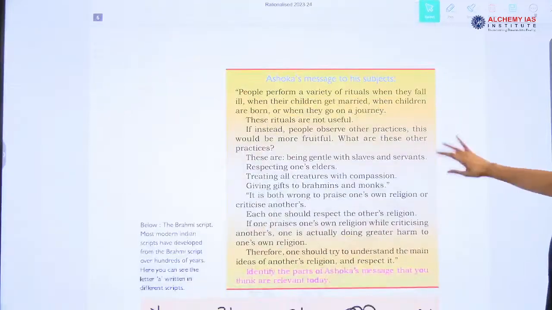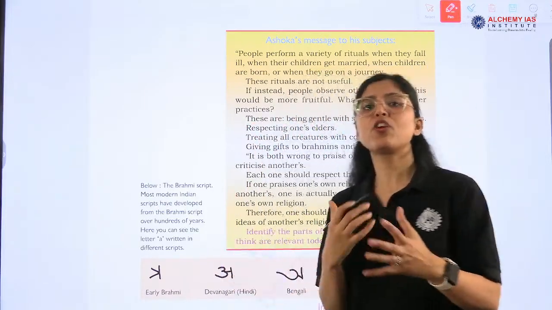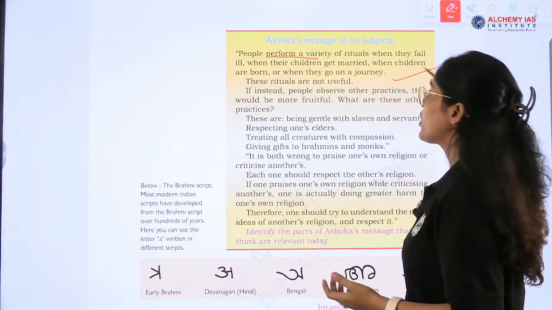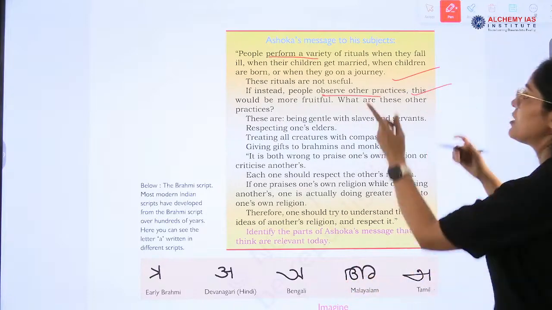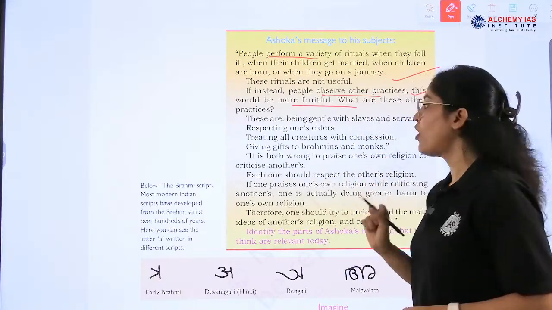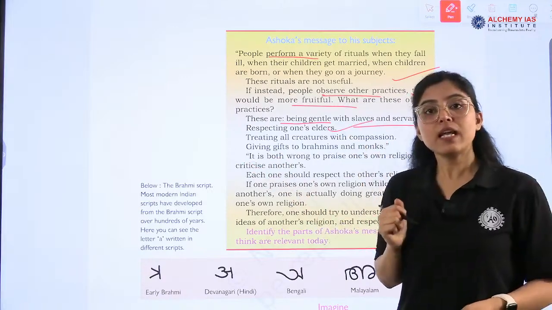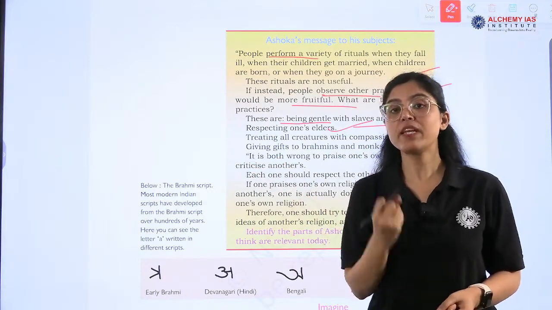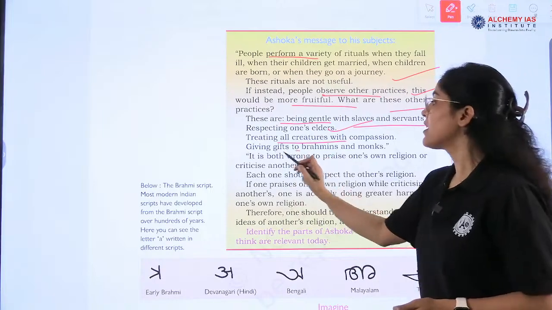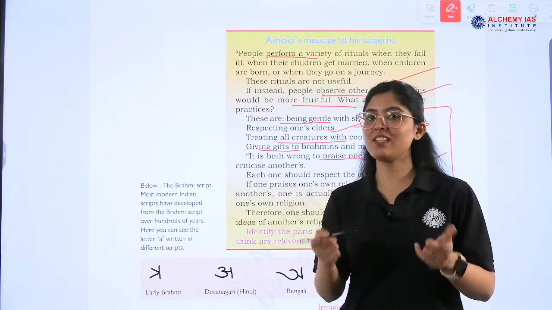Okay, Ashoka's message to his subjects. So this is the message that he is giving: people should not fight among themselves. People perform different practices, sacrifices, which are not required. If instead people observe other practices, it would be more fruitful. What are the practices that people should actually perform? These are being gentle with slaves and servants, respecting one's elders. These are the teachings of Dhamma, very, very important. Treating all creatures with compassion, giving gifts to Brahmins and monks. It is wrong both to praise one's own religion and to criticize others' religions.